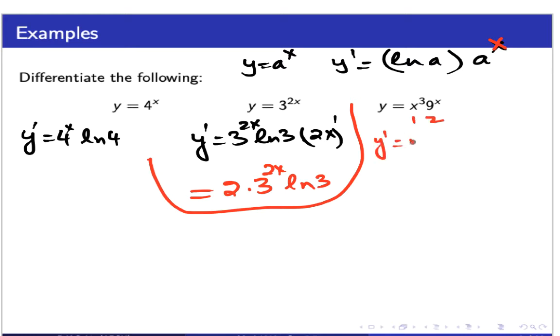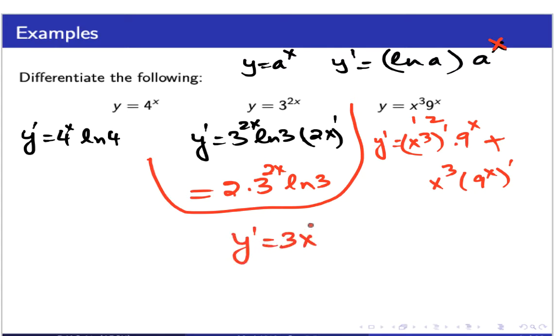So y prime is differential of the first times 9 to the power x plus x cubed times differential of 9 to the power x. So y prime is now 3x squared times 9 to the power x plus x cubed times 9 to the power x times natural log of 9. And leave it like that.